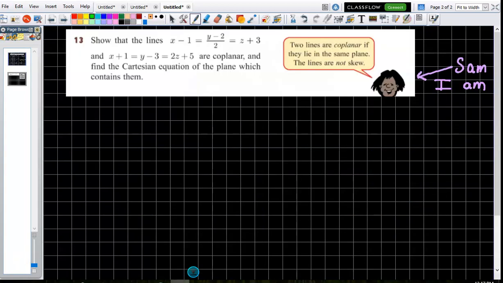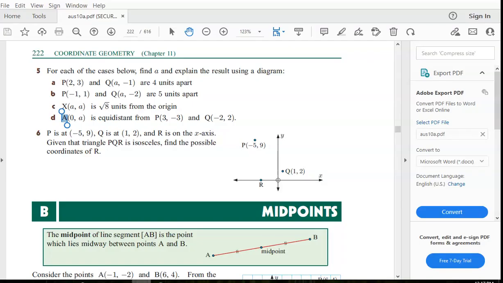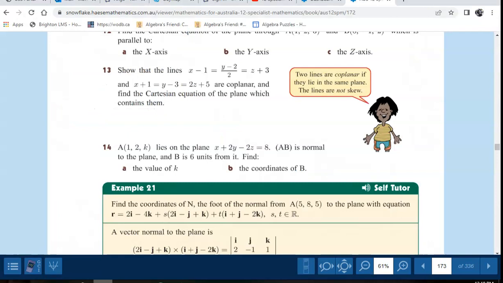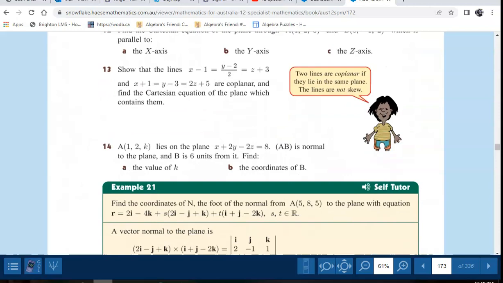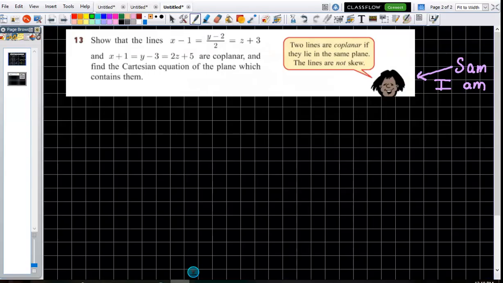Hey kids, so we're blaming Ethan. Oops, we're blaming Ethan today. He's the one. We're saying that 12 just messed with our heads. We talked about 11 and we've just got a little bit stuck on 13. So let's have a look at 13.